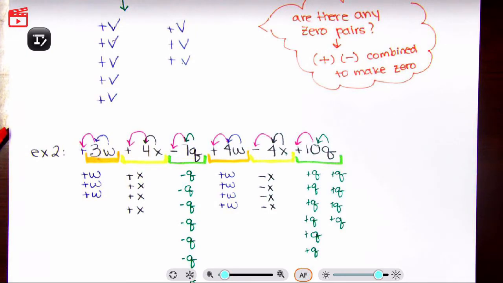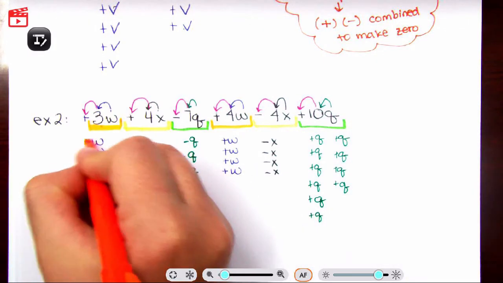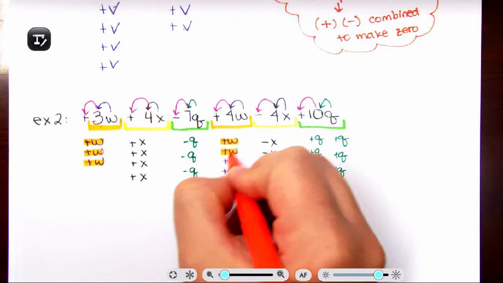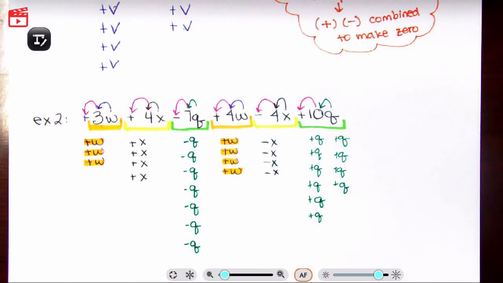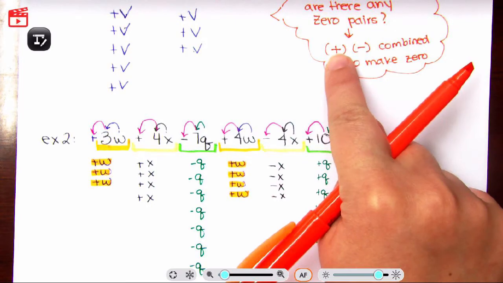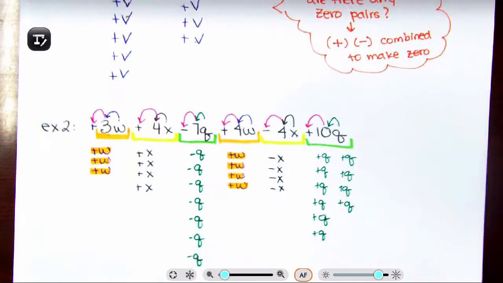Okay, so now that you have written everything out, we're going to combine like terms. So combine the letters the way that they are. For example, I have 3 positive W's and I have 4 positive W's. Do you have any zero pairs? Is there anything that we can cancel? No. In order to have a zero pair, we have to have one positive and one negative.